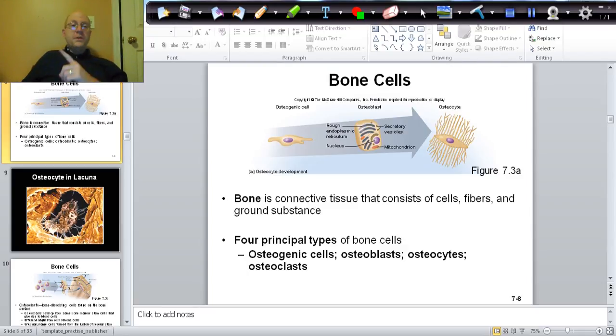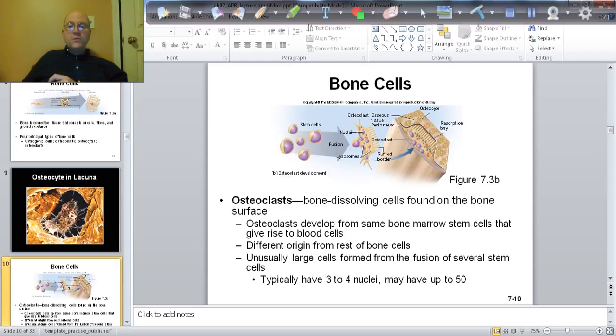Okay, so there's a fourth cell type that you're going to find in bone tissue, and it's this one, the osteoclast. Now, blast builds bone. Osteoclast dissolves bone matrix. They don't come from the same cells that osteogenic cells did. Osteoblasts came from osteogenic cells, osteoclasts don't come from osteogenic cells. They come from a series of stem cells that are found in bone marrow.